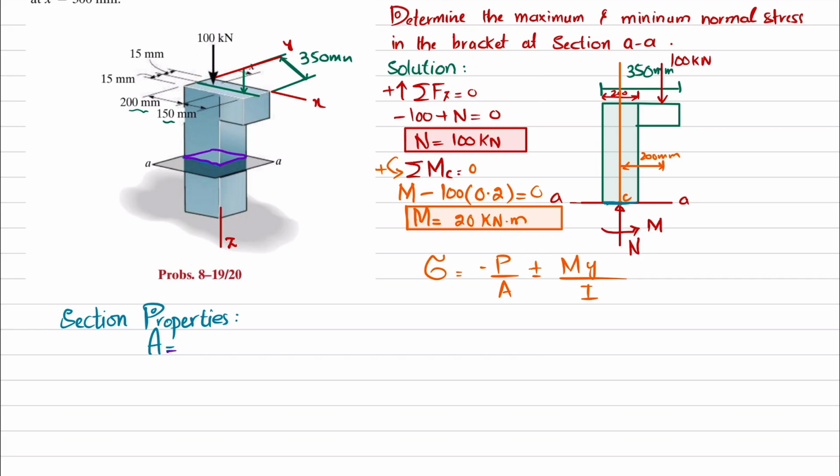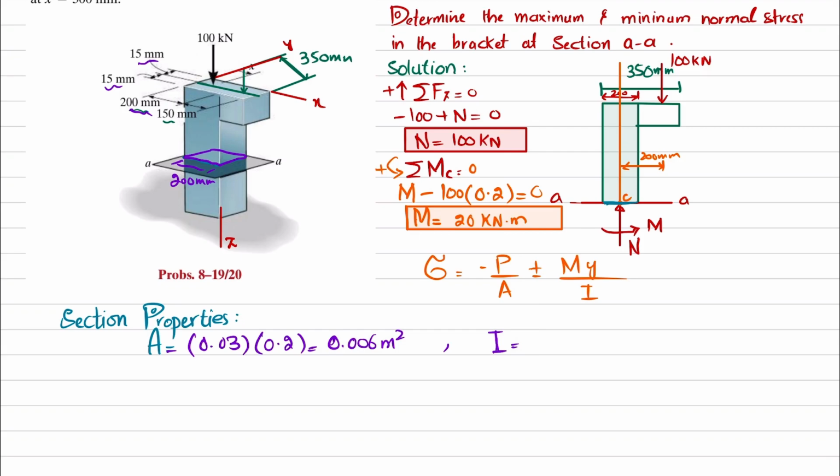So this area is equal to 200 millimeter by 15 plus 15, which is 30. So 30 millimeter is 0.03, and this width is 200 millimeter, which in meter is 0.2. So when you solve this, you will get area is 0.006 square meter. Now what about I, the moment of inertia?